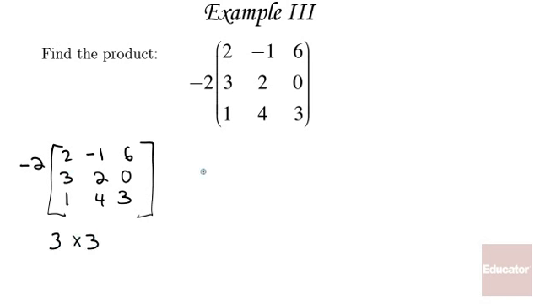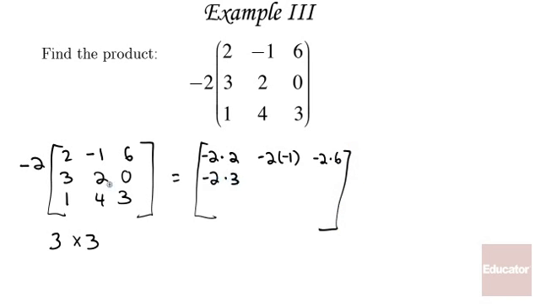My original here is a 3 by 3 matrix. So I'm going to take negative 2 times 2 for the first position, negative 2 times negative 1, negative 2 times 6, negative 2 times 3, and continue on multiplying each one. Negative 2 times 0, third row, negative 2 times 1, negative 2 times 4, and finally, negative 2 times 3.